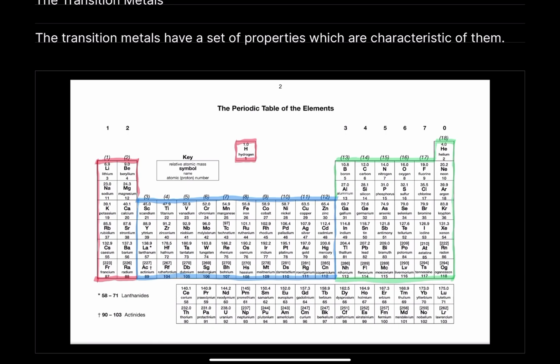And obviously the last one here is the f block. Now I'm not going to spend too much time talking about the f block, because in A level chemistry you don't actually need to know too much about the f block or f orbitals really.